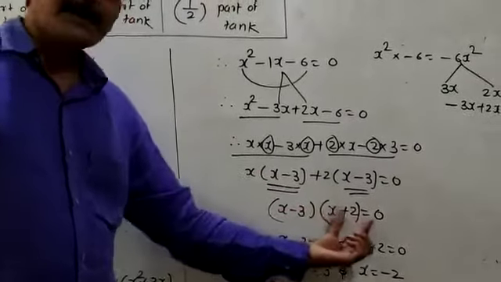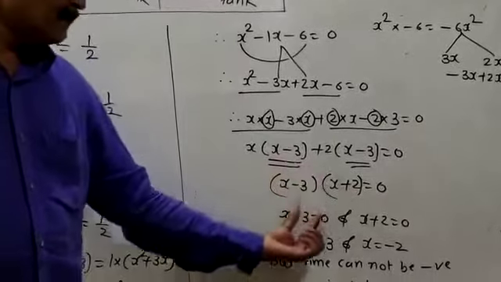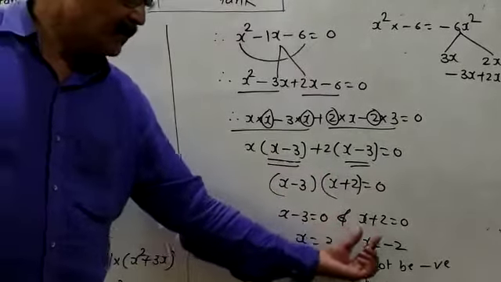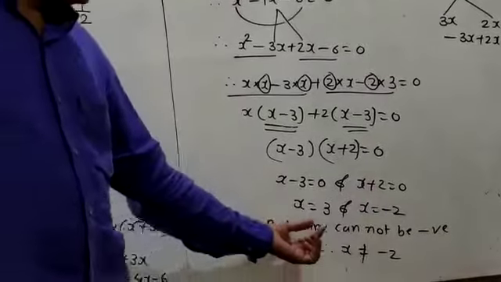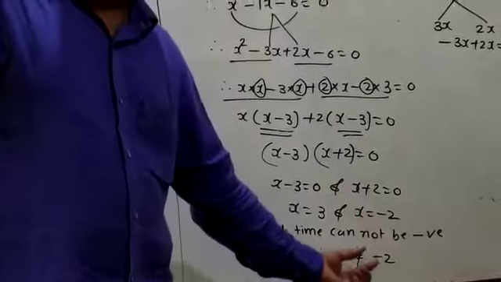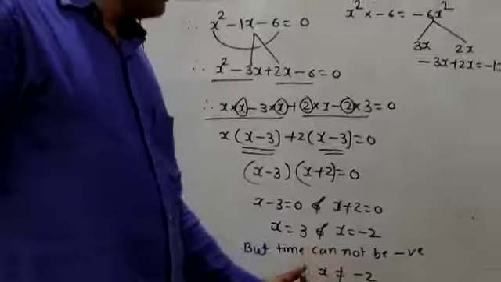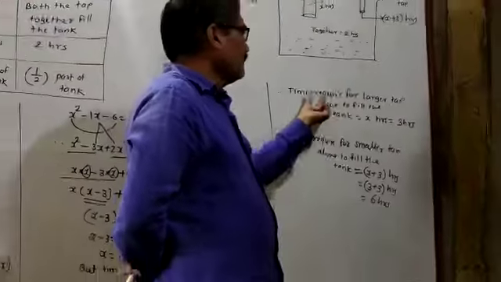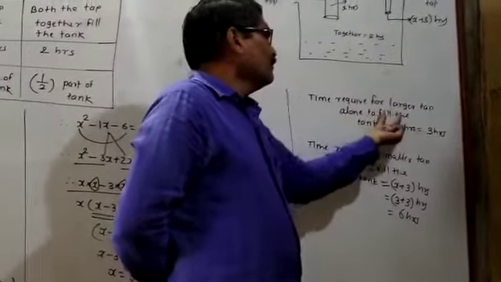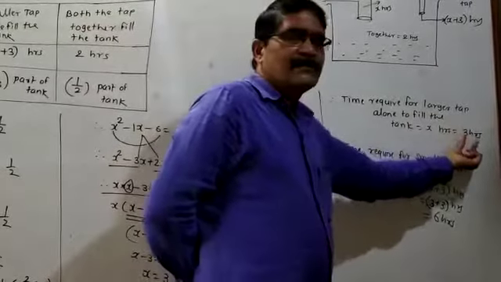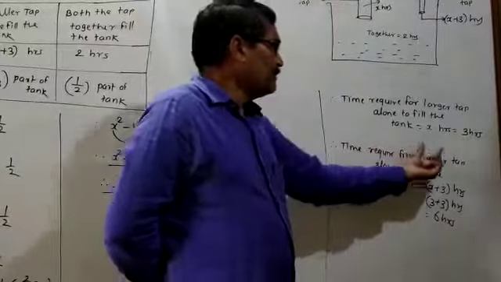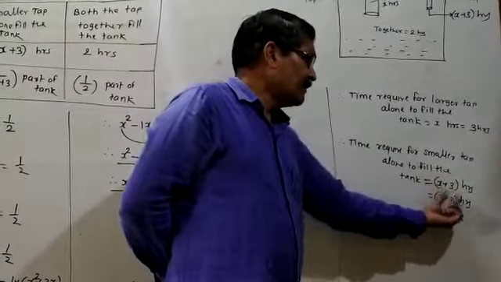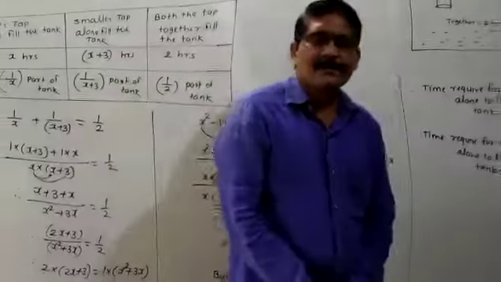Then equate these factors with 0. x minus 3 is equal to 0 and x plus 2 is equal to 0. This plus 3 becomes minus 3, plus 2 becomes minus 2. But the time cannot be negative. Therefore x is not equal to minus 2. Therefore time required for the larger tap is x hours. Time required for the larger tap to fill the tank is x hours, equal to 3 hours. And the time required for the smaller tap to fill the tank is x plus 3 hours, equal to 3 plus 3 hours, which is 6 hours.